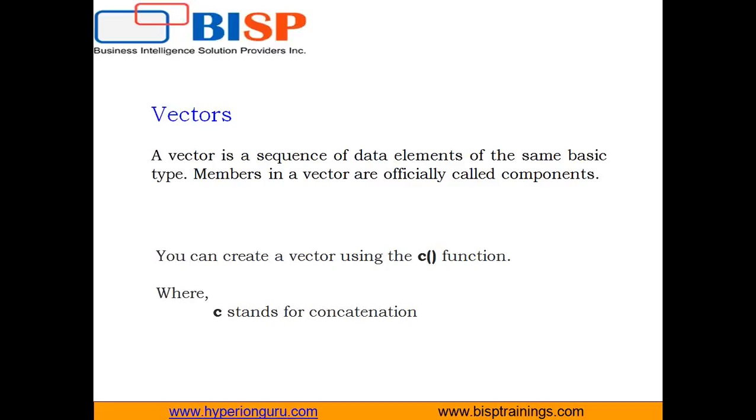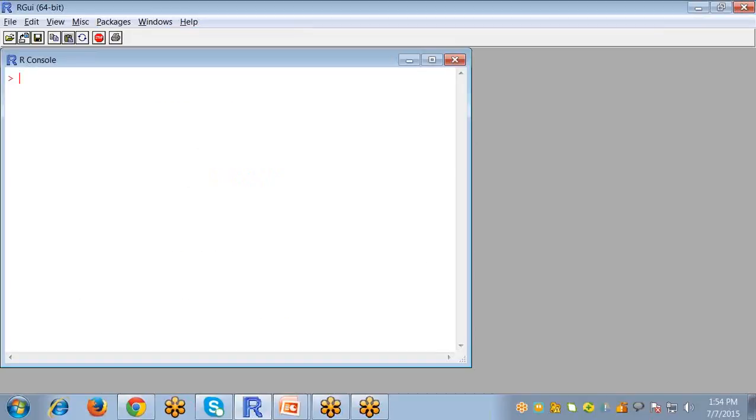So let's go to the practical section and understand how to work with vectors in R. We can create a vector in R using the c function, and c stands for concatenation. So with the help of the c function, we can create vectors in R. Let's suppose I want to create a vector named x1, and this is the vector of integer values. So this is the vector of integers.